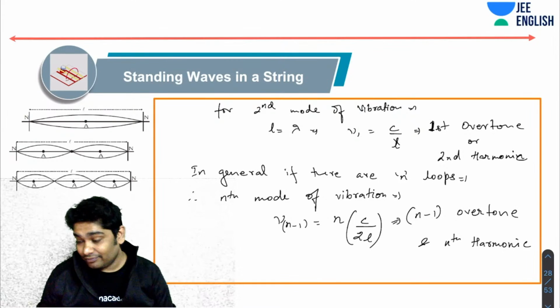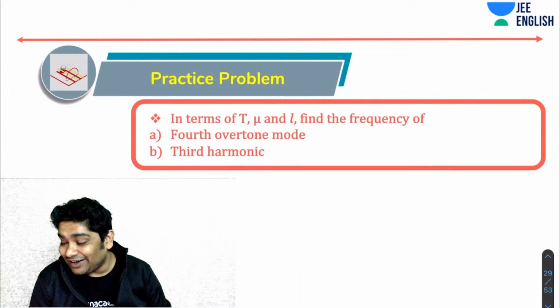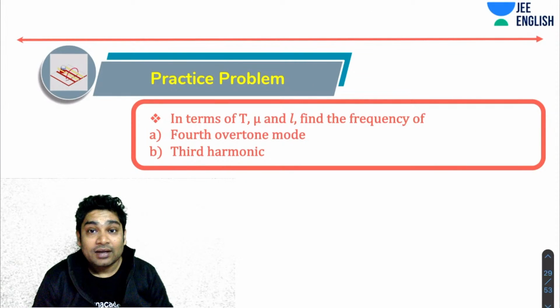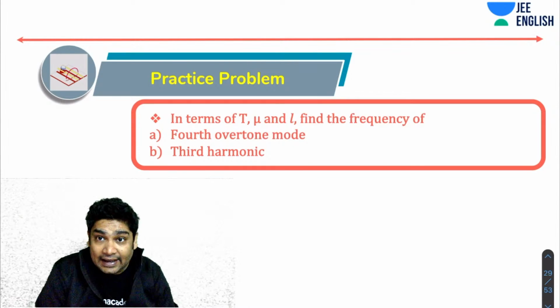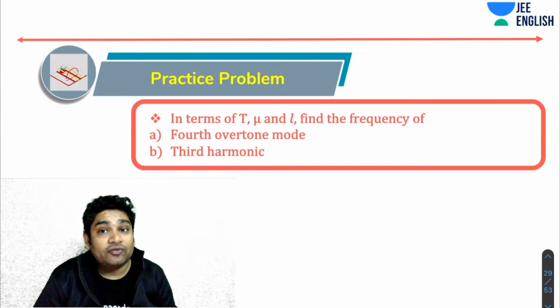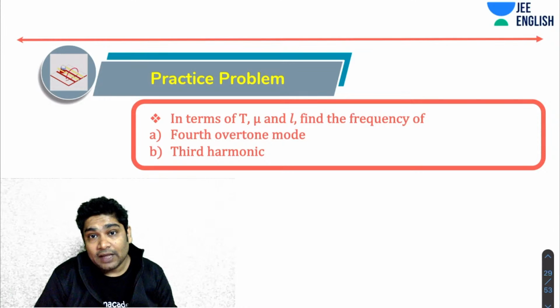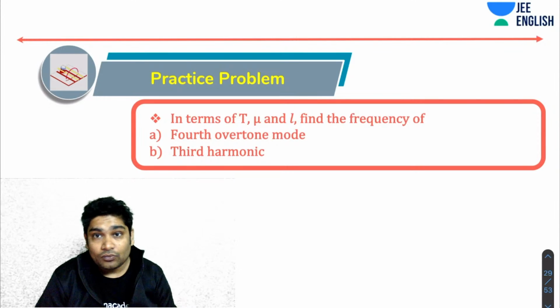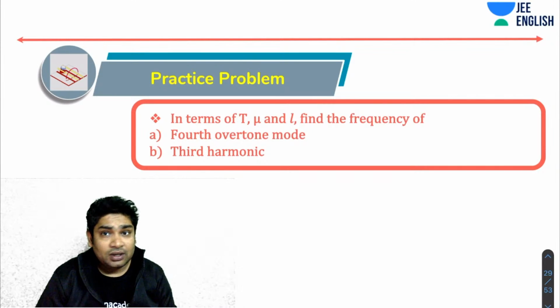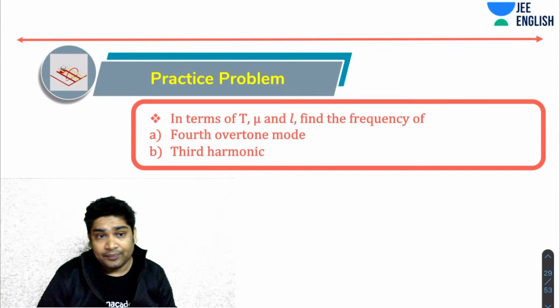Now, why don't we try this question? In terms of T, mu, and L, you have to find the frequency of the fourth overtone and the third harmonic. So, for standing waves in a string, in terms of T, mu, and L, find the frequency of the fourth overtone and the third harmonic.